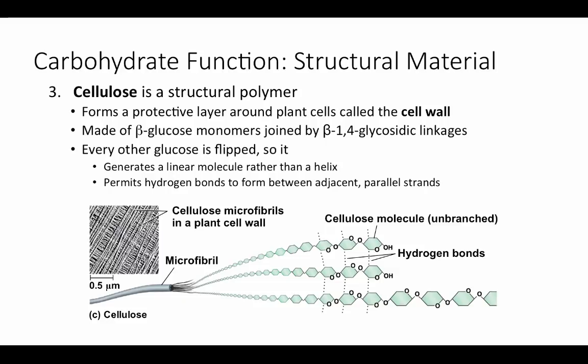So you can think of them as being kind of upside down. Instead of generating a helix, it comes in the form of a simple linear molecule. Because of both this flipped structure, which we'll see in more detail in the next slide, and also this linear structure, that's going to permit hydrogen bonding to form between these strands, which is going to make a very nice, firm, rigid mesh of these fibers to give that solid structural material.